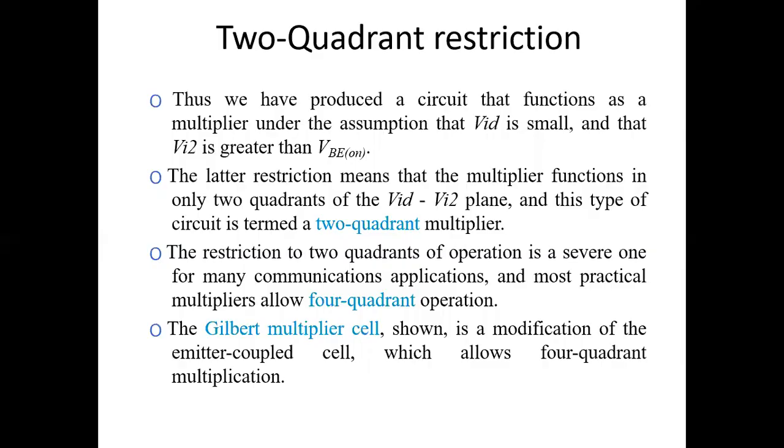There are two types of multiplier. In this part, the basic multiplier has a two quadrant restriction. That means the output will be in only 2 of the 4 quadrants. If any one of the inputs varies from plus to minus, the other one will stay plus. So it will vary only within the two quadrant restriction.